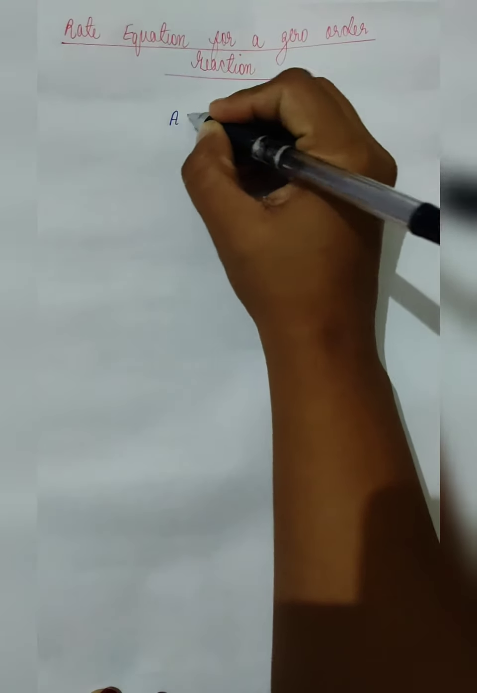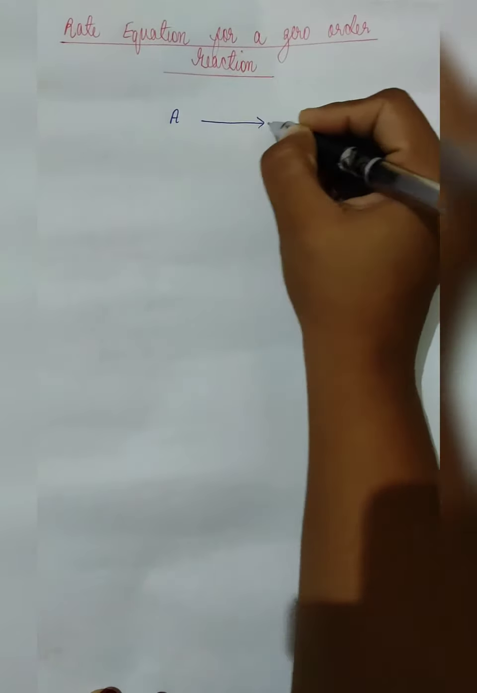Hello dear students, in this video we will discuss the rate equation for zero and first order reaction. Firstly, we will do the rate equation for zero order reaction. So firstly, let us consider a zero order reaction. Reactant gives product.